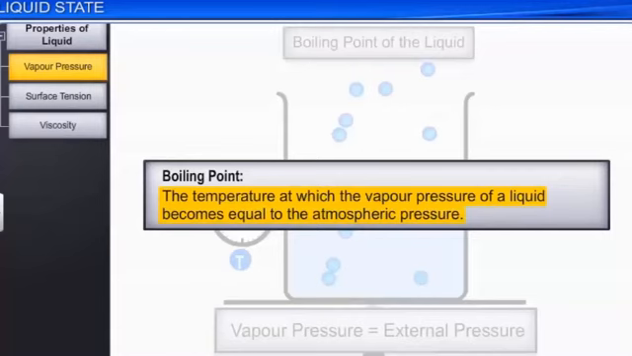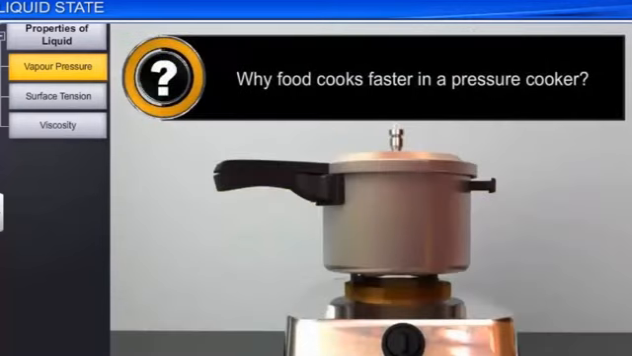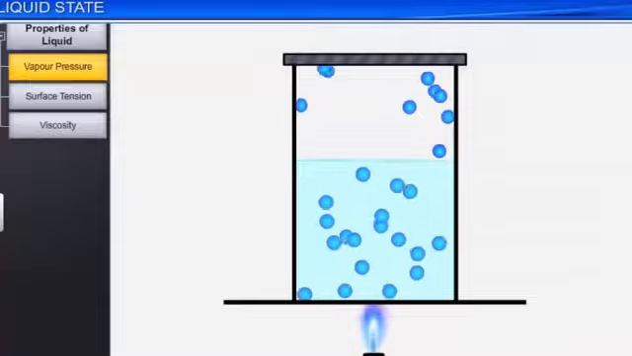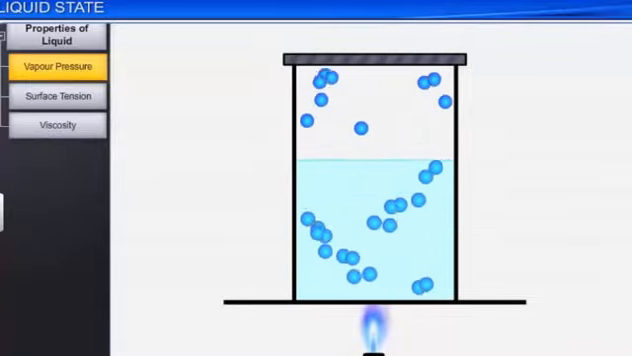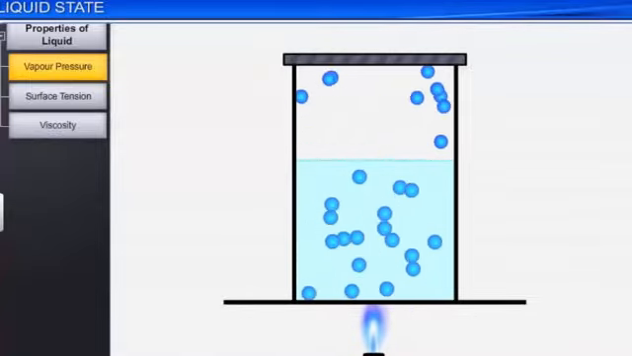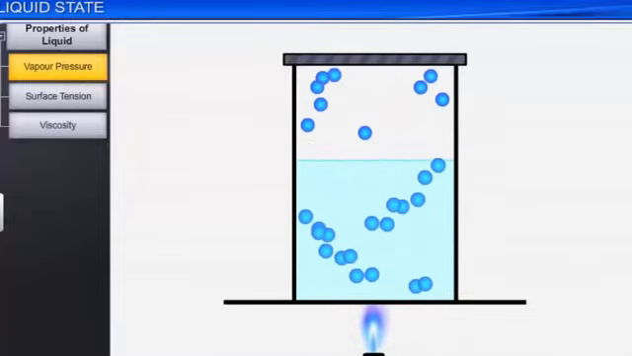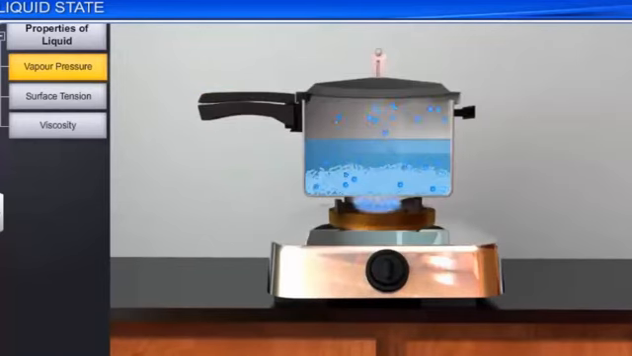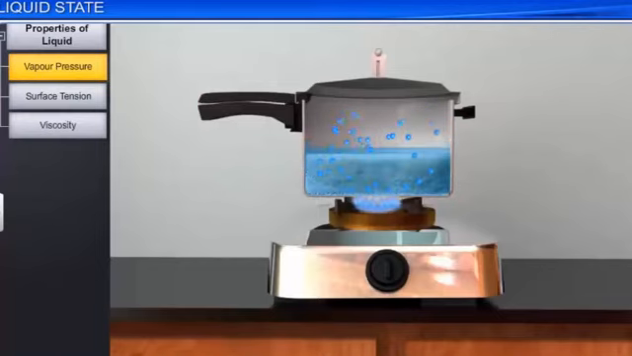Did you know why food cooks faster in a pressure cooker? The boiling point of a liquid varies with the pressure. An increase in the pressure over the surface of the liquid increases the boiling point. In the pressure cooker, by covering the lid with the weight, the pressure inside the vessel is increased above the atmospheric pressure. Due to this, the boiling point of water also increases, and hence the food cooks faster.